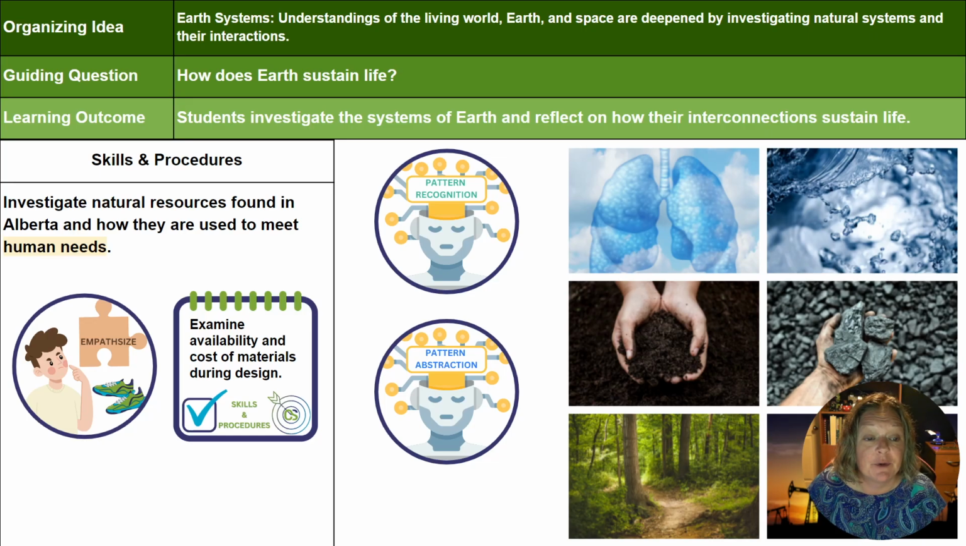We're going to bring in the computer science skill and procedure of examining availability and cost of materials during design as we're discussing natural resources, and this piece of how we choose what we use largely has to do with the availability and cost of materials. So we can make that connection as we're having conversations about natural resources too.